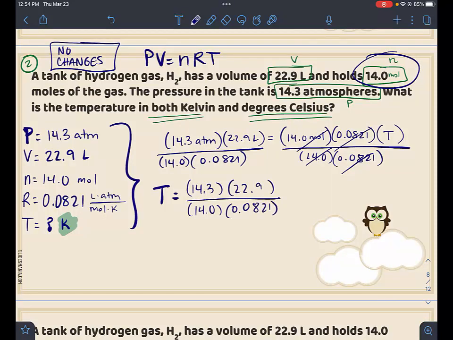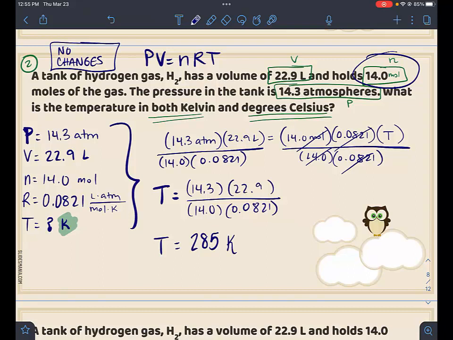All right, again, pause the video, calculate, see what you get. We've got 14.3 times 22.9 divided by 14 and also divided by 0.0821. We get 285. Now, that is our temperature in Kelvin because the ideal gas law solves for Kelvin.